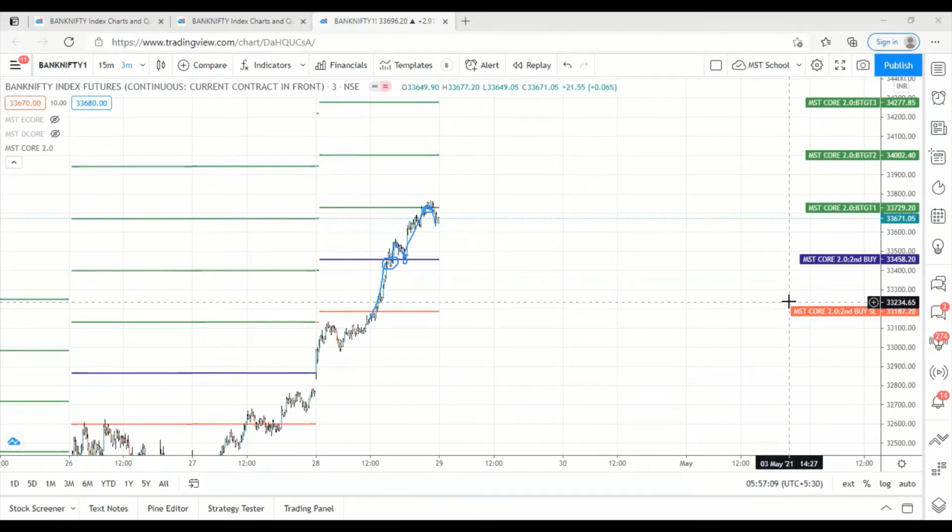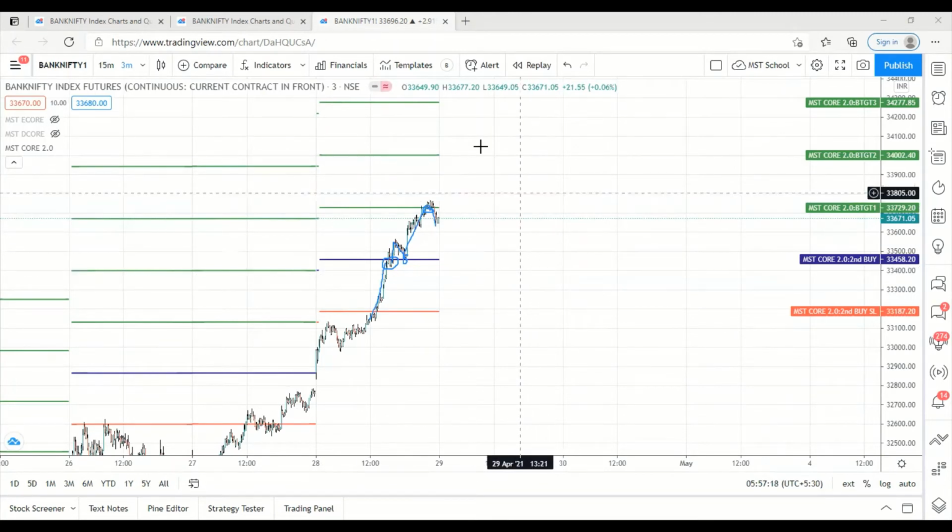33,729 minus 33,458. 271 points we got yesterday. 271 into 25 is 6,775 rupees. So yesterday's profit was 271 points, and the profit is 271 into 25. I'm talking about one lot.